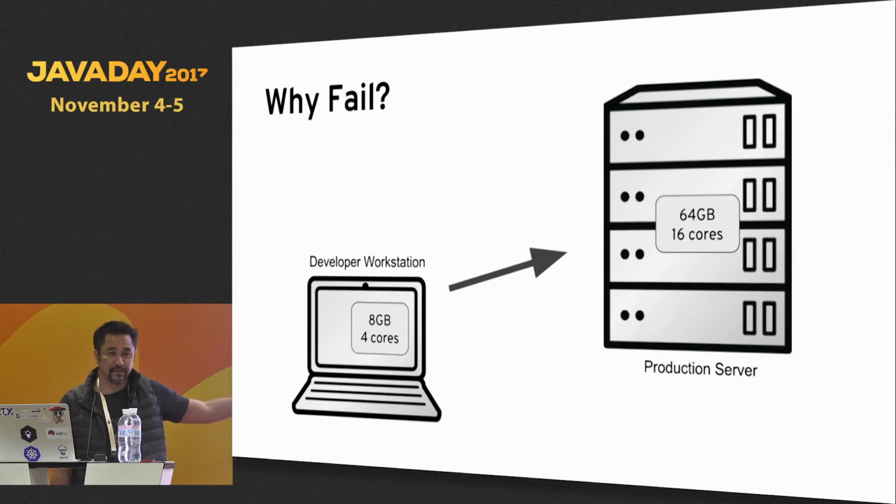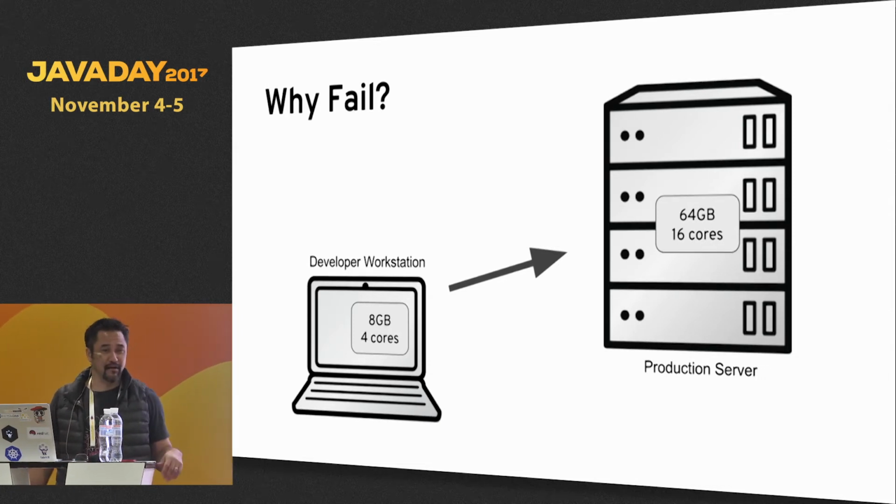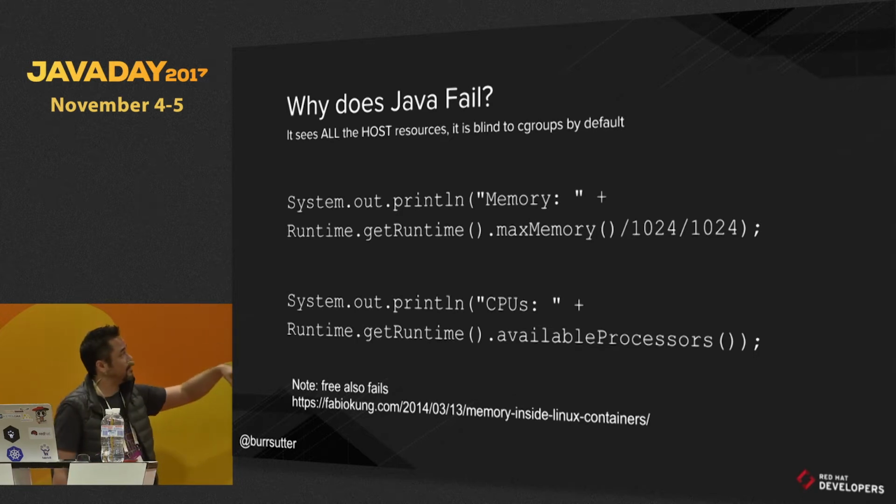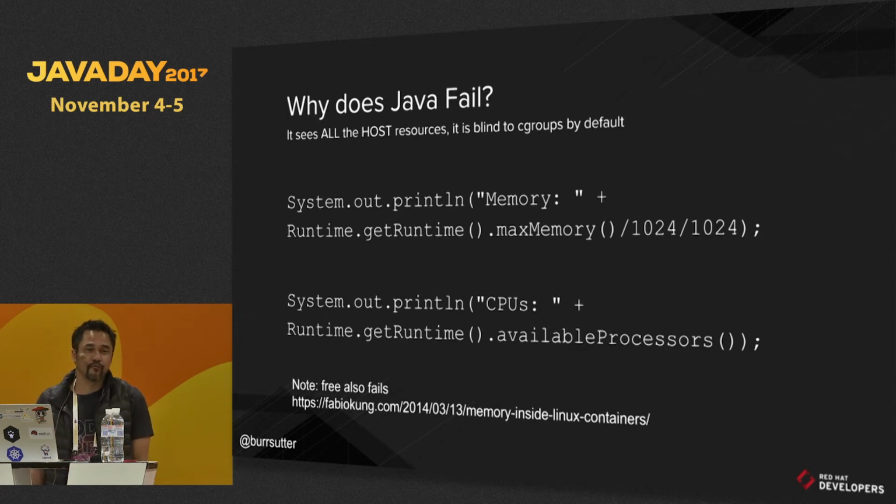When you take that exact same image and move it over to the big server, which has a lot more memory and a lot more CPUs, it goes, oh, I have this machine now. Let me try to grab all its memory and all its CPUs. And that's where things get sideways on you. It's specifically this piece of code right here. If you go into Runtime.getRuntime().maxMemory() or Runtime.getRuntime().availableProcessors(), you'll see that it over-reports the amount of memory and CPUs you have. It's just right there in the API.